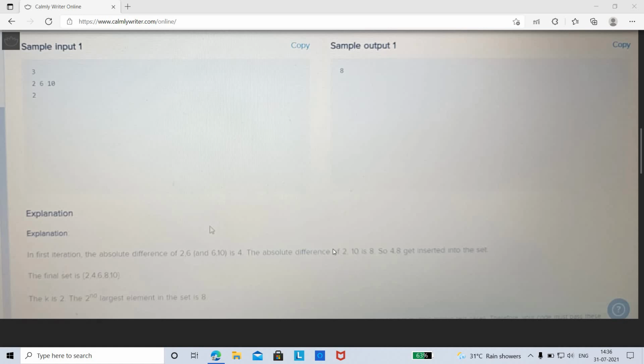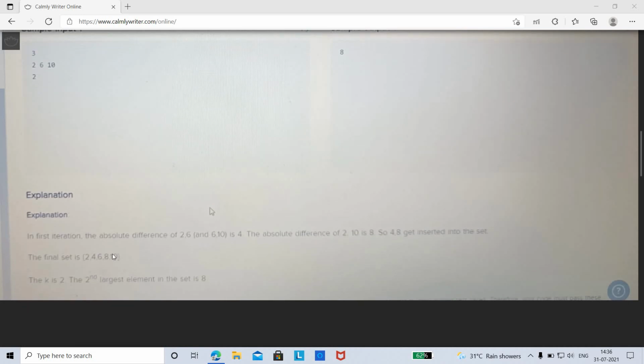So whatever result you get, you are going to insert back into the set. Here you got 4 as well as 8 after the difference. So again you need to insert the 4 and 8. Initially the set was 2, 6, 10, and here you are going to insert the differences also in the set. So you are going to insert 4 and 8 in the set. So you can say the final set is 2, 4, 6, 8, 10.